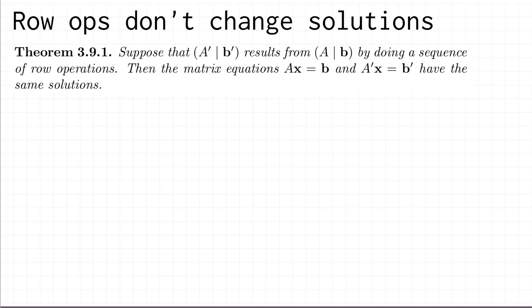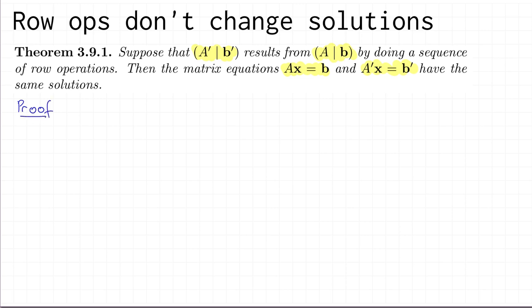So what we need to prove is that if you've got an augmented matrix like this one, and you do a bunch of row operations to it and end up with a new augmented matrix, this one, then the solutions to the old matrix equation, Ax equals b, are exactly the same as the solutions to the new matrix equation, A prime x equals b prime, that you got by doing row ops. So how can we prove this?